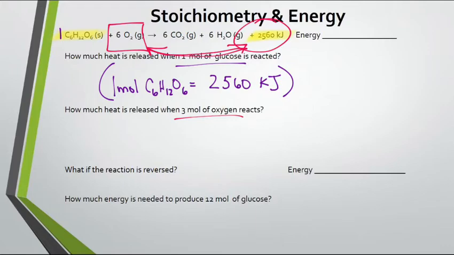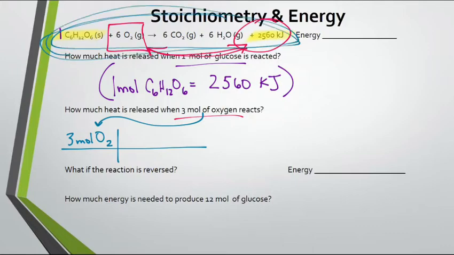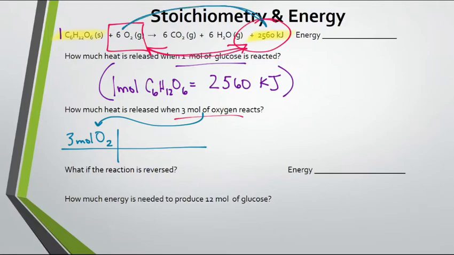So as a reminder, when we do stoichiometry, that number from our problem is always the first number that we write down in our stoichiometry. And in all stoichiometry, anytime we're using a balanced chemical equation to convert from one thing to another, even if it's energy, every space in our stoichiometry setup needs to have a number, a unit, and a substance. So this is 3 moles of oxygen. That's our given.